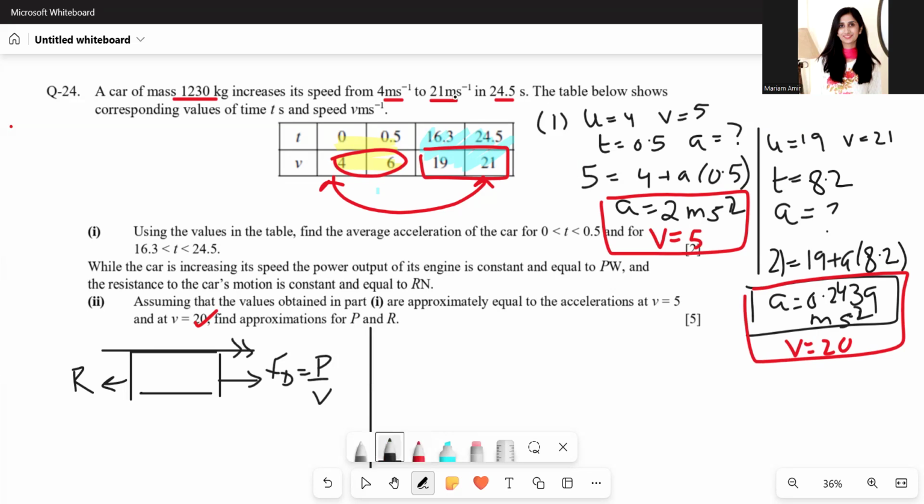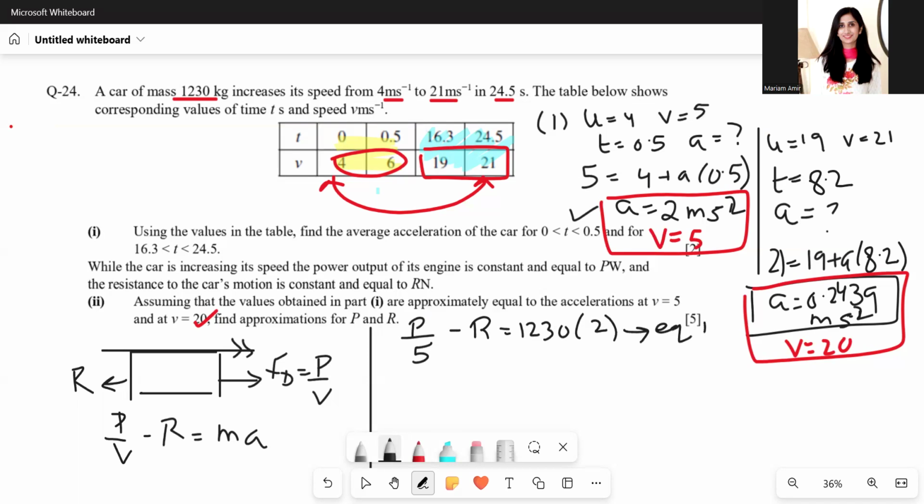So I'm going to use Newton's second law here. Forward force minus backward force is equals to MA. Let's apply the values: P upon, let's take this first, 5, minus backward force is equals to mass times acceleration. Mass is 1230 and acceleration is 2. Okay, let's call this equation 1.